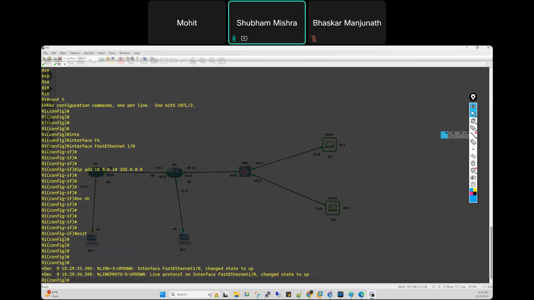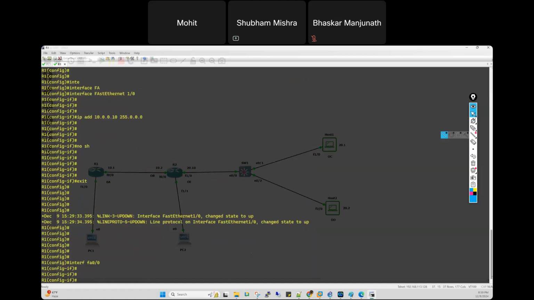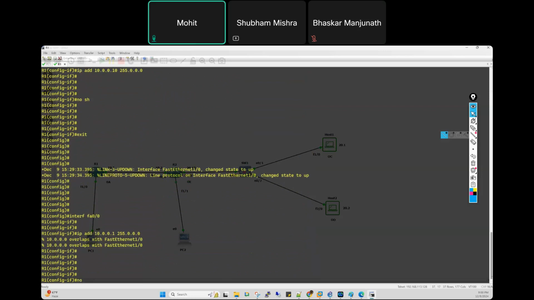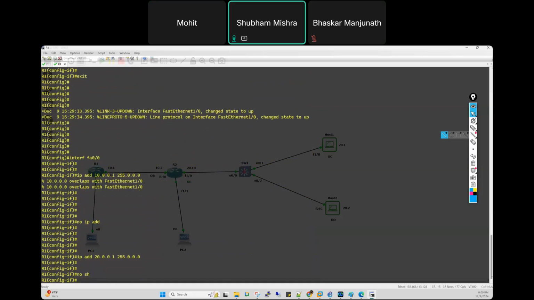Now come to 0/0. Interface FastEthernet 0/0, IP address 10.0.0.1, 255.0.0.0. Overlap. Oh my god. Because I think we already configured the 10 network IP on which interface, guys? 1/0. Tell me yes or no. Right now, I am writing a different IP address: 20.0.0.1, 255.0.0.0 and no shutdown. Clear?